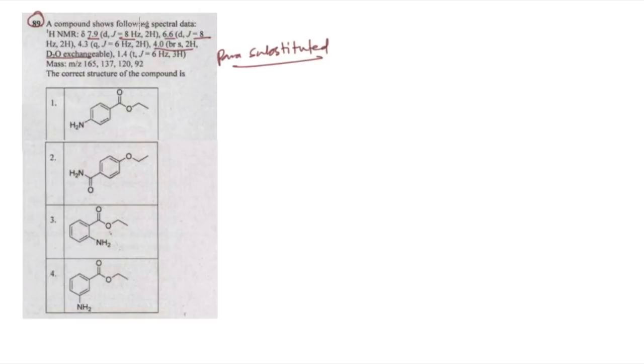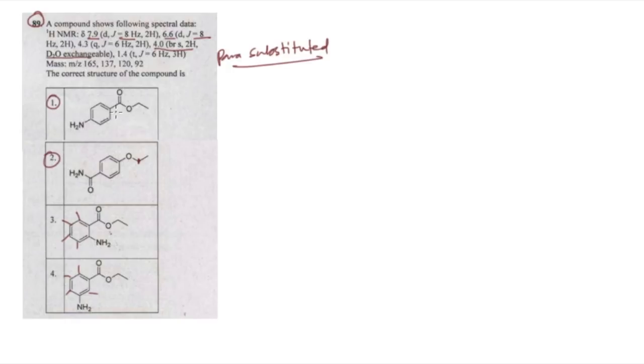Why? Because these 4 protons are coupled with each other. Those 4 protons cannot get coupled if it is not para substituted, so that can only be possible in option number 1 or option number 2. We cannot say which one is the correct one. Either option 1 is correct or option 2 is correct. Now we need to see this proton; this proton will give you the value for that.